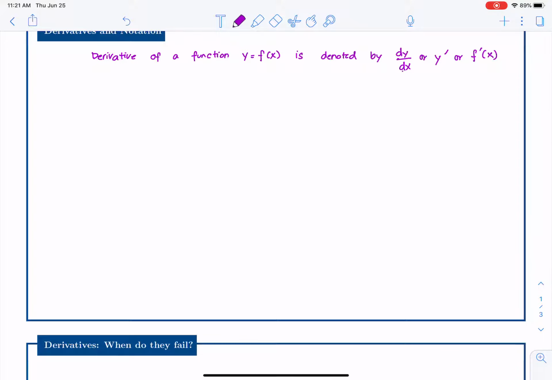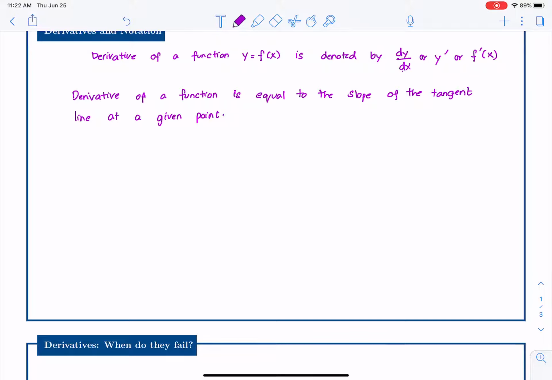The derivative of a function is equal to the slope of the tangent line at a given point. We've got to be careful here because later on we will see that the derivative of a function is a function in and of itself. In other words, for every single point of the function, we could find the derivative of the function. So, as of now, I'm only talking about one single point.